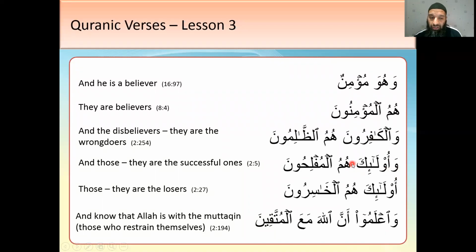Okay, a sister now. Wa ulaika. You just have to know what ulaika means. It means and those. Hum, they. Al-muflihun, successful ones. So the una is showing plural. Hum is a word you need to learn, and this is how important it is. You're seeing this coming now. The plurals. Humul khasirun. Humul fasiqun. Humul zalimun. Humul mu'minun. You might even want to learn it like that. Plural hum, una plural. They're together.